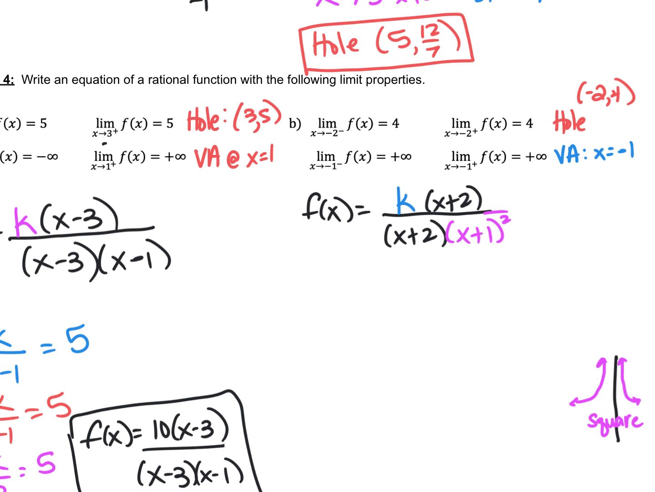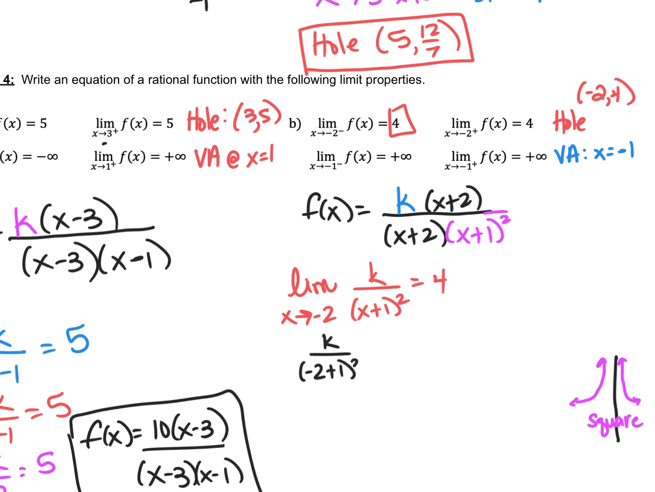So let's jump into the limit statement. If we jump into that, we would reduce the x plus 2. So I take the limit as x approaches negative 2 of k over x plus 1 squared, and it told me it had to equal 4. And so if it's telling me it has to equal 4, then let's plug in negative 2 for x. So k over negative 2 plus 1, we're going to square it, is equal to 4.